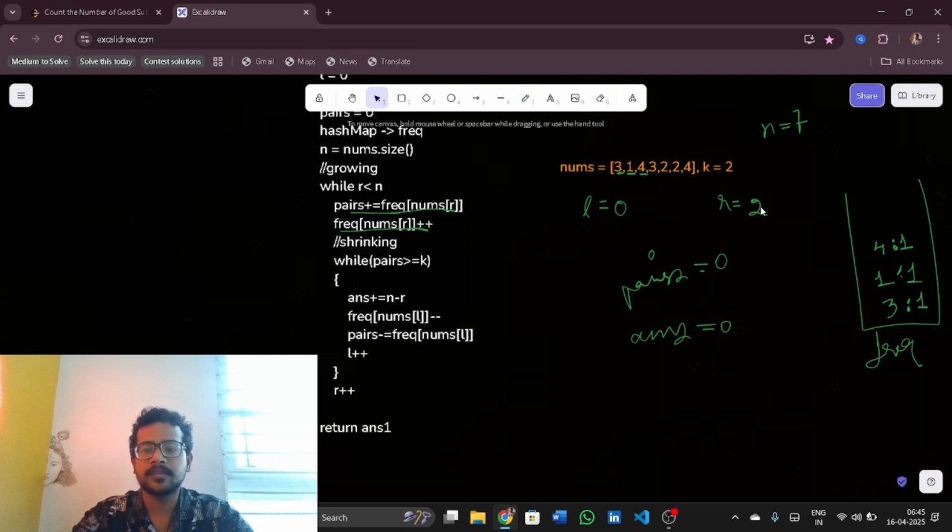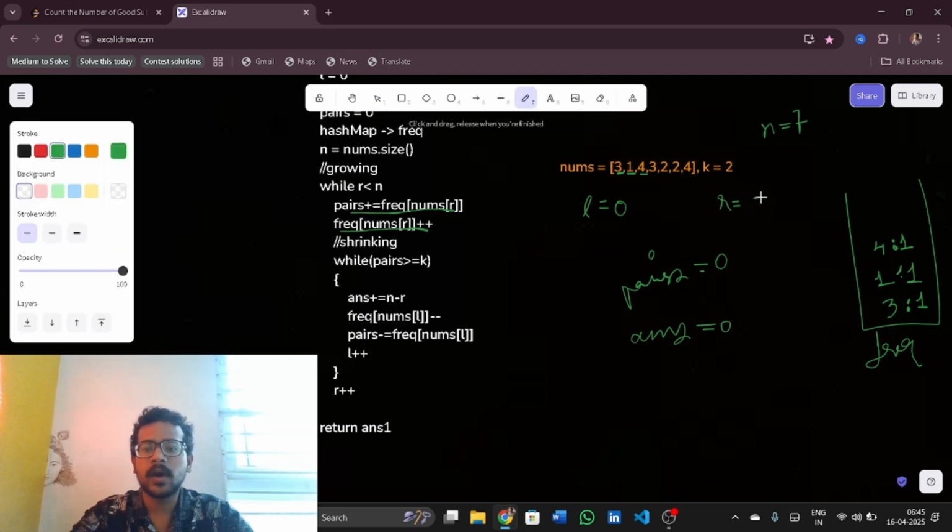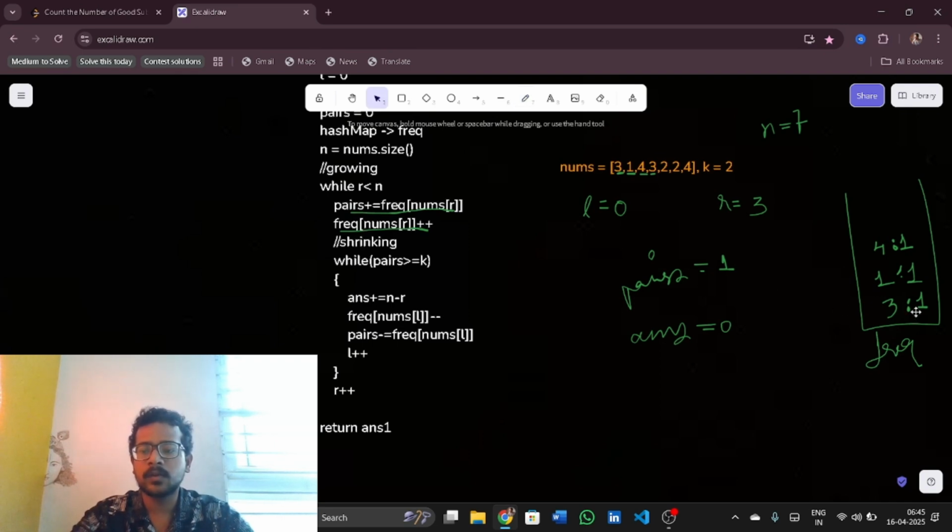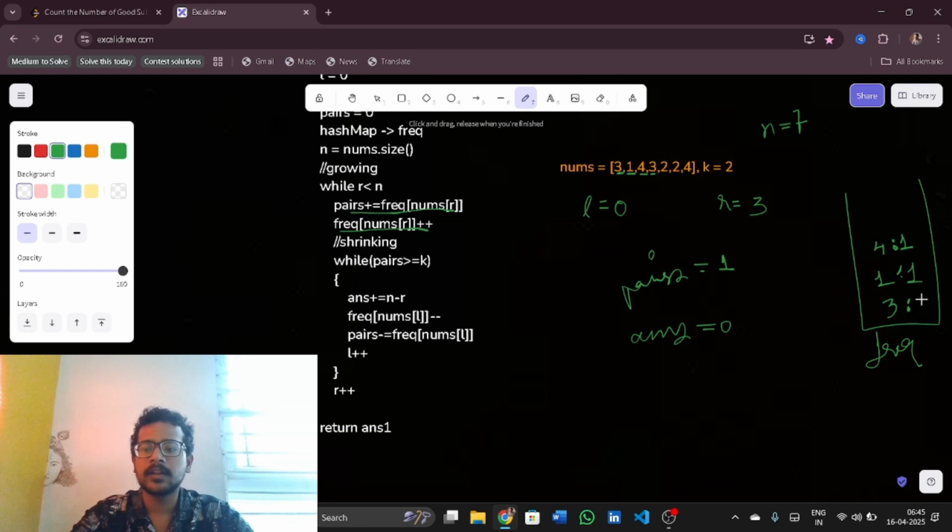R plus plus, R is becoming 3 now. So I have here 3. Now, do I have pairs plus is equal to frequency of nums of R? Frequency of nums of R is 1. 3 is having a frequency of 1, so pairs are incremented by 1. Then I will get 1 as number of pairs. Okay. Now do frequency of nums of r plus plus. So the frequency of 3 is incremented by 1, then I'll get 2. Now while pairs is greater than or equal to k.